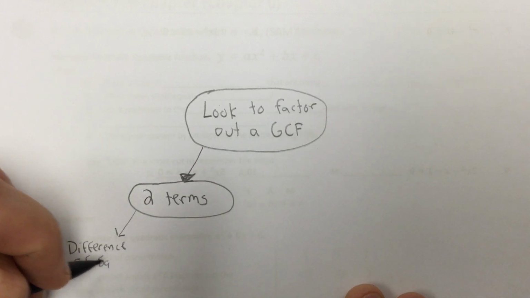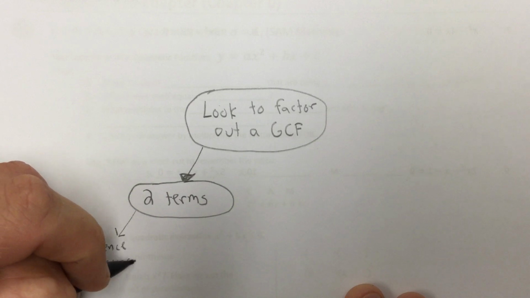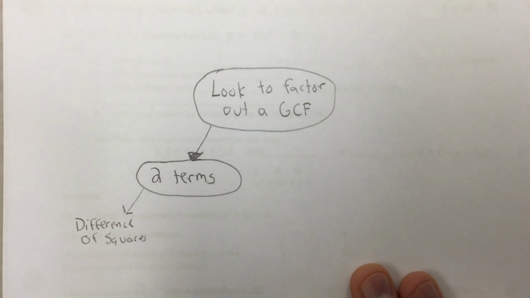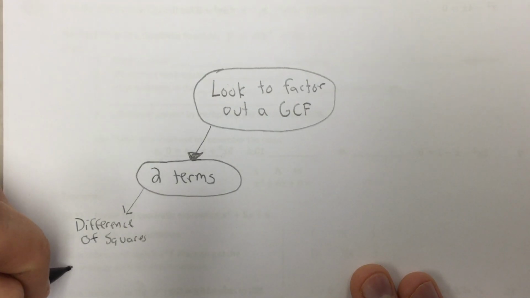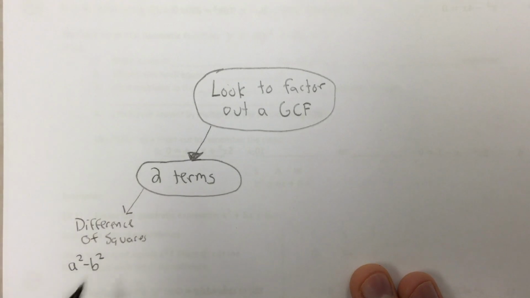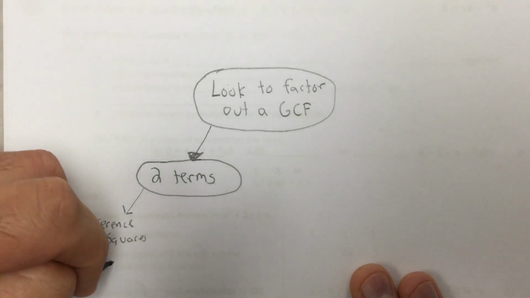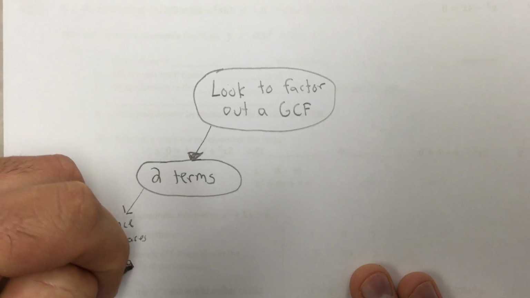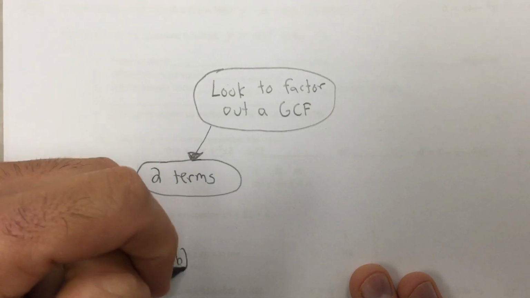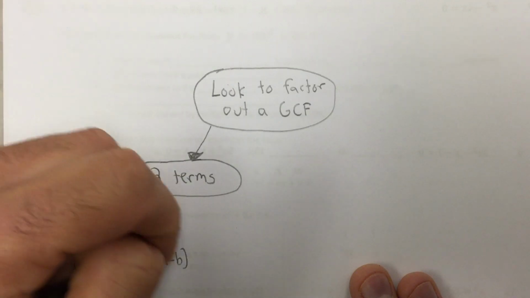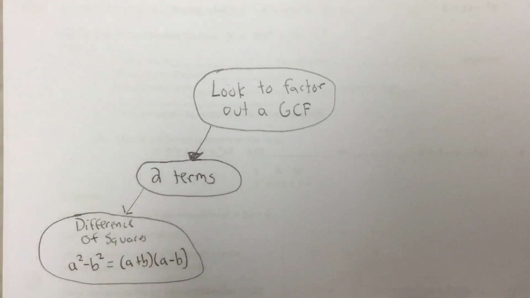And remember, difference of squares is when you have two terms. Both of those terms are perfect squares, and they're being subtracted. So if you notice again, two terms, both perfect squares being subtracted, and that factors to a plus b times the quantity of a minus b. Put that in a circle.